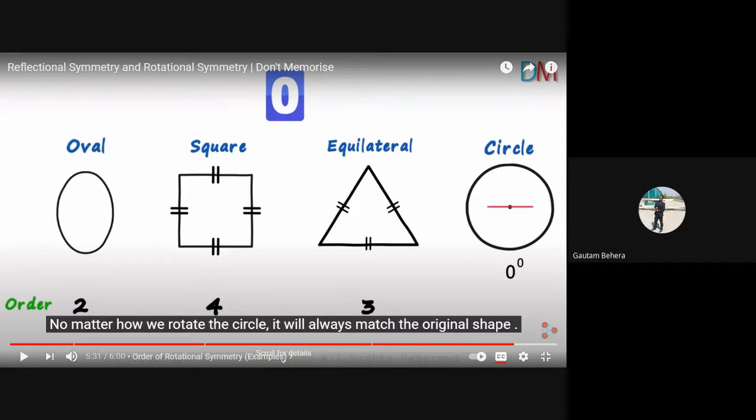Here, order means fold, right? As I told, fold. And here the ma'am is saying it is order. Any guesses? What is the order for this? 1 sir.